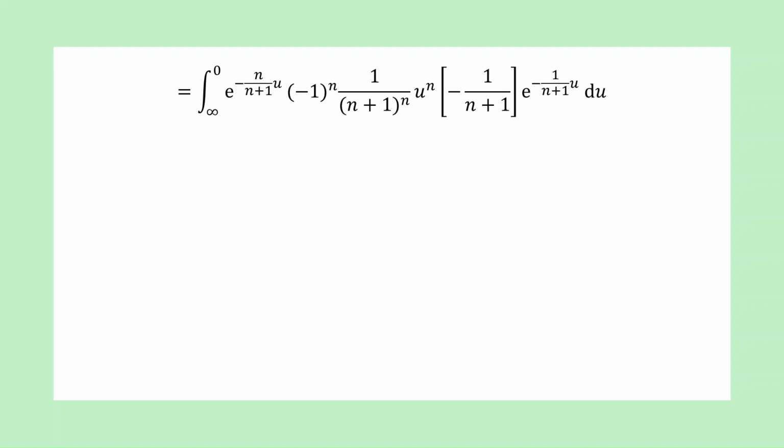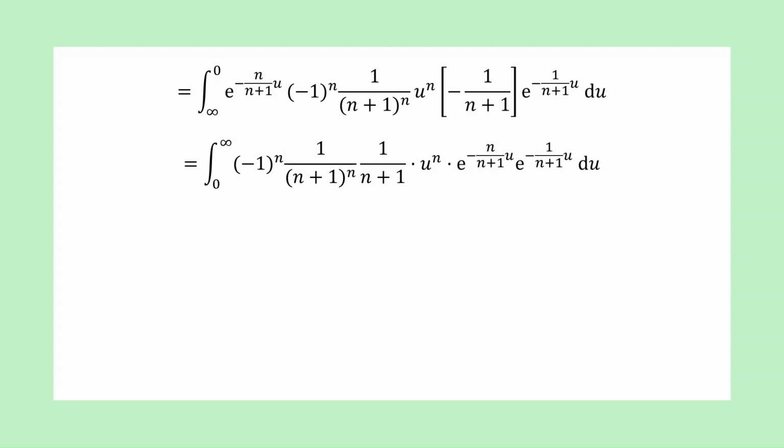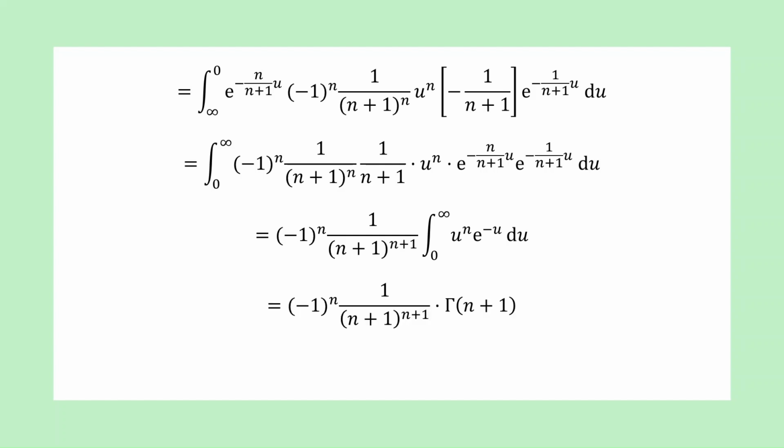And here I have also applied the nth power to each term in the parentheses. Rearrange similar terms and also use the negative sign to swap the limits of integration. Multiply the similar terms while also taking into account that some terms only depend on n and you can get them out of the integral. Now, this integral that we had on the right is the gamma function of n plus 1. And since n is a natural number, the gamma function of n plus 1 is just n factorial.